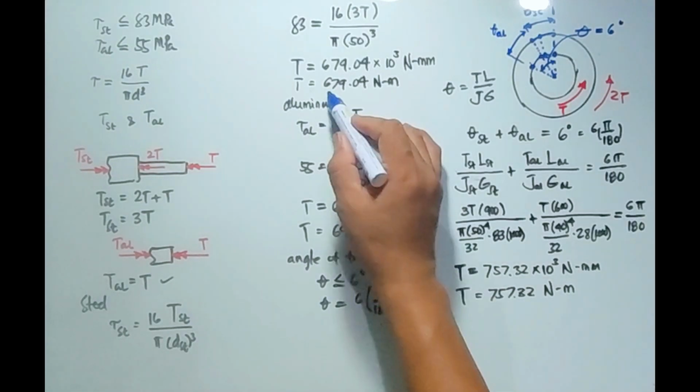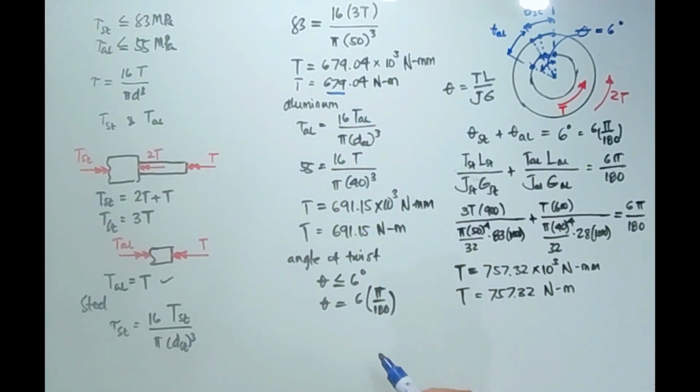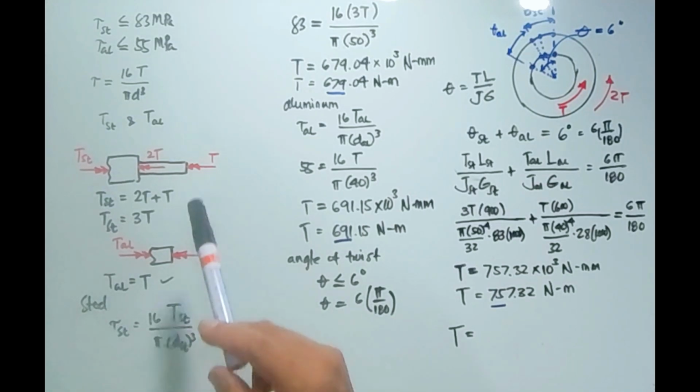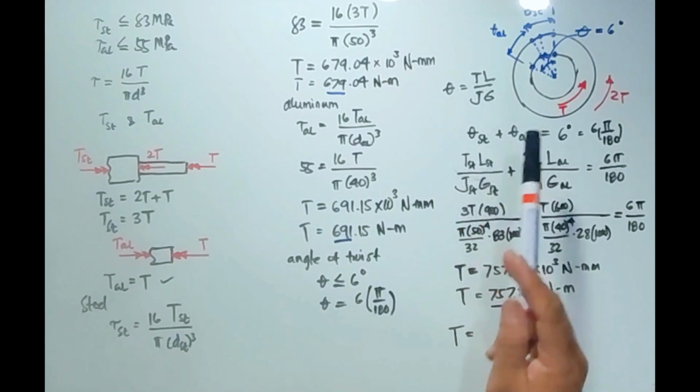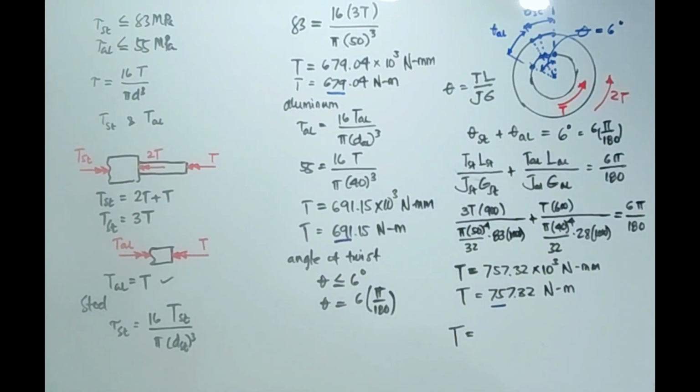So we have three answers to choose from. We have 679, 691, and 757. So our final answer would be the greatest value of T that will not exceed a stress of 83, a stress of 55, and an angle of twist of 6 degrees. And that should be 679.04 Newton meter.